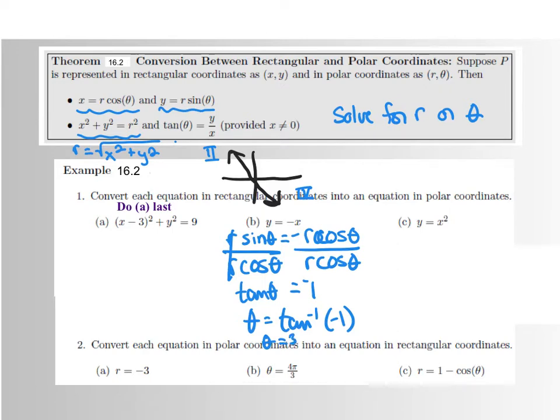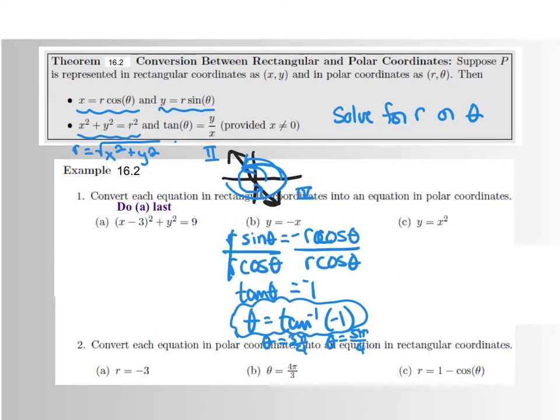Theta could be 3 pi over 4, and theta would be 5 pi over 4 to get -1. Okay, so if theta was 3 pi over 4 and the radius was 2, we would land here. If it was 5 pi over 4 and the radius was -2, it would land there. If the radius was 1 and 5 pi over 4, it would land here. So the radius doesn't matter. This equation, theta equals inverse tan of -1, would produce that line in a polar graph.